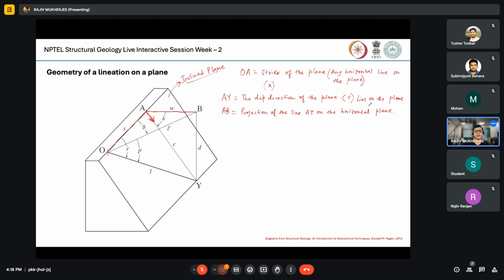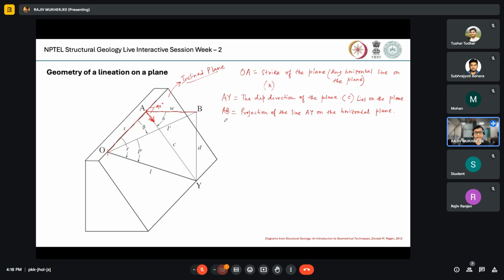Okay. So if this is our strike line, that is OA, then AB makes a right angle with OA. So this angle is 90 degrees. And it is obvious that the dip direction will always lie perpendicular to the strike line, right? Okay, so first we will be defining all the linear components and then we will go for the angular components.